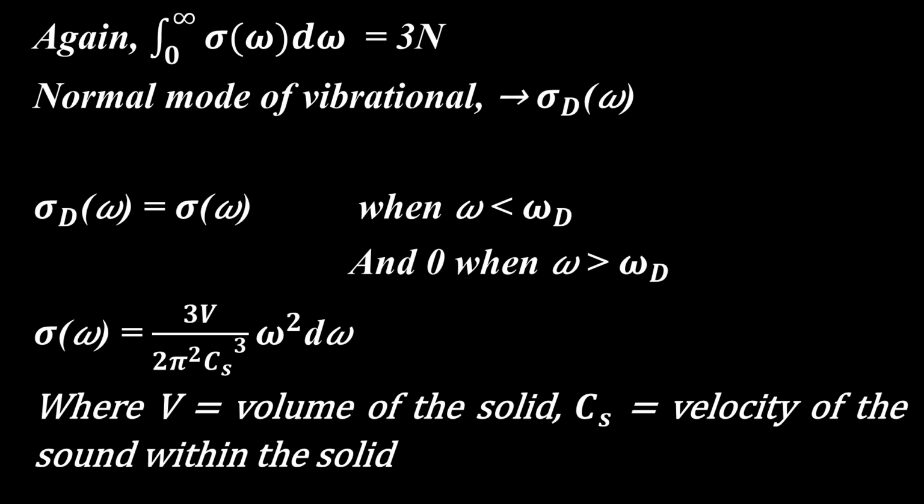So σ_D(ω) is equal to σ(ω) when ω is less than ω_D, and 0 when ω is greater than ω_D. The theoretical value of σ(ω) we can get as 3V by 2π² c_s³ into ω² dω, where V is the volume of the solid and c_s is the velocity of sound within the solid. That is, in terms of vibration, the velocity of sound within the solid.